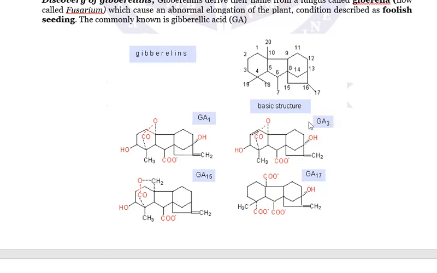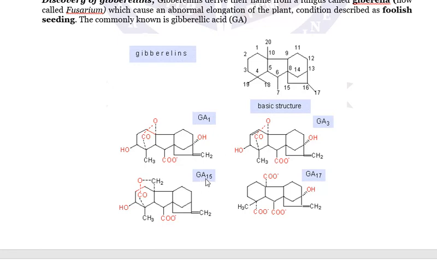We have also gibberellic acid 3, which also has a hydroxyl group. Like gibberellic acid 1, this group also has a hydroxyl group there. So somehow you can say that they are similar but they are different. For example, here we have a single bond, but in gibberellic acid 3 we have a double bond at this position between carbon number 1 and carbon number 2, based on the basic structure.